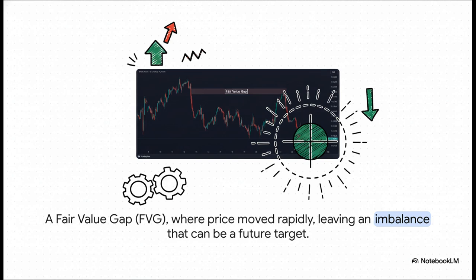So, let's say you spot an MSS that signals a reversal towards an FVG, like this one. Now that's a powerful combo. You've got a reason for the turn and a logical target for where price might be headed.